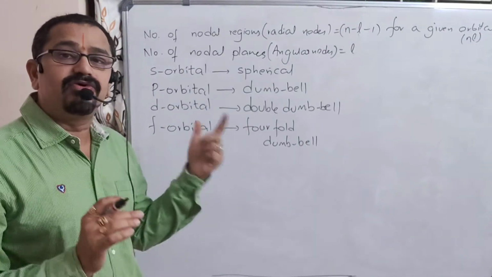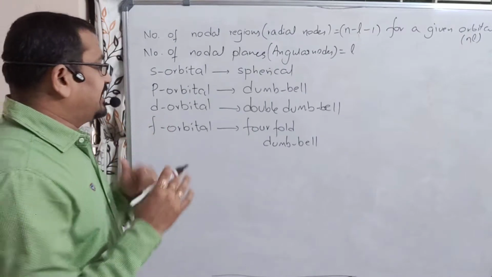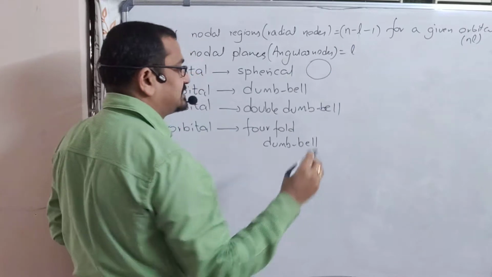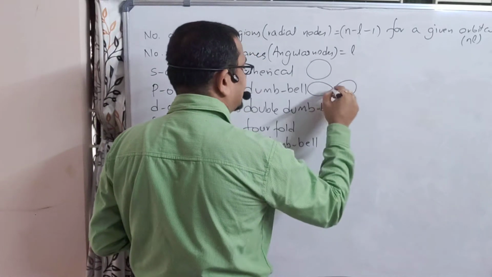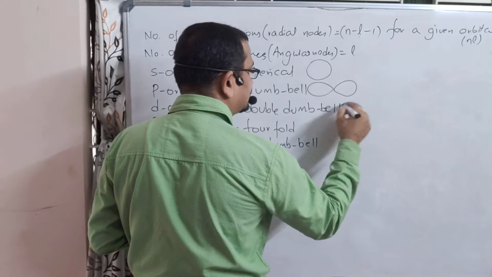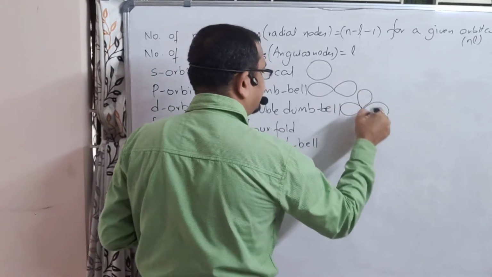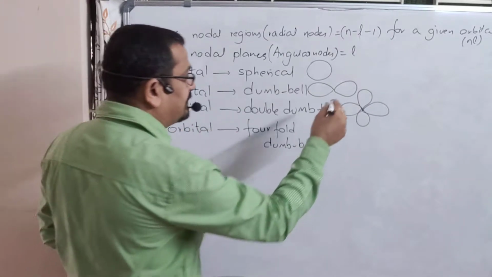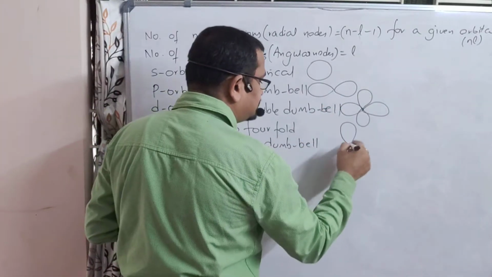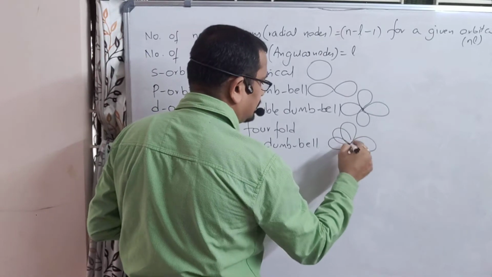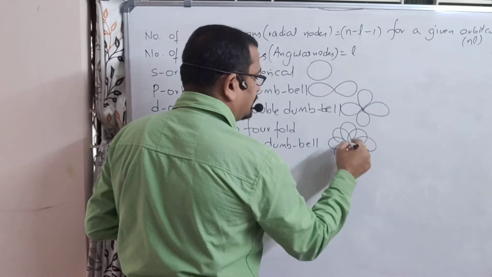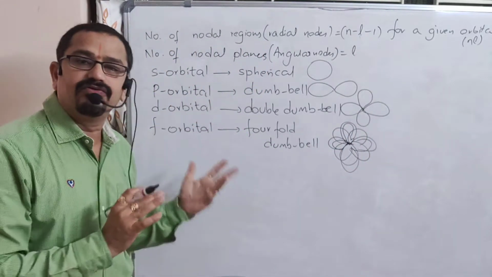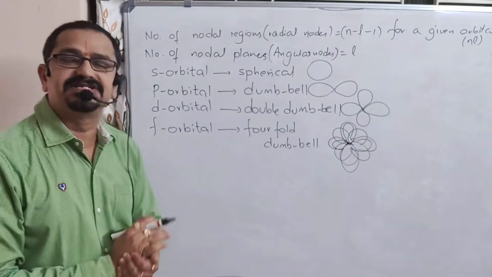The shape of f orbital is four-fold dumbbell, which means so many lobes will be there. Spherical means it is symmetric with respect to all axes. Dumbbell means two lobes can be seen. Double dumbbell means four lobes can be seen. And when it comes to the shape of f orbital, it is four-fold dumbbell. We cannot picturize it on the board. So many lobes will come like this, in this way. So we have to remember this as four-fold dumbbell in shape, which is very complex in shape.